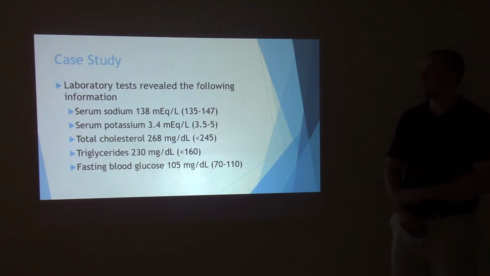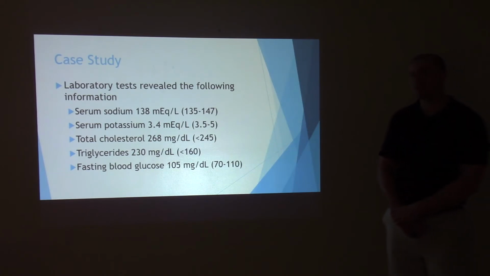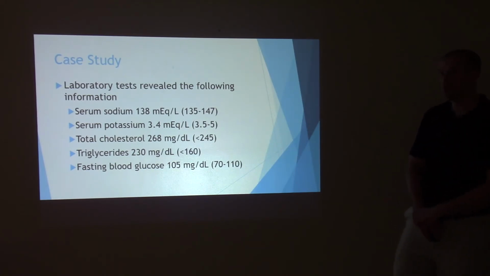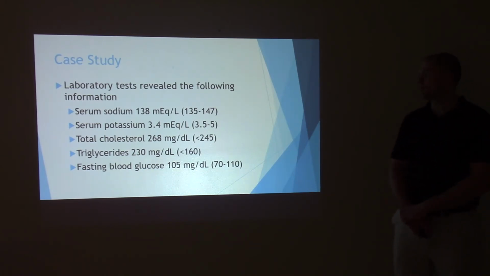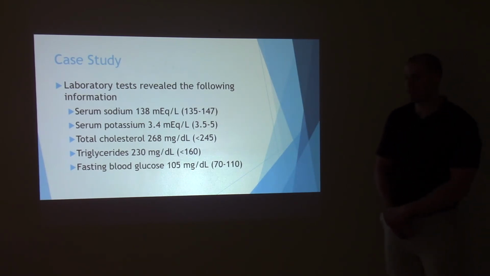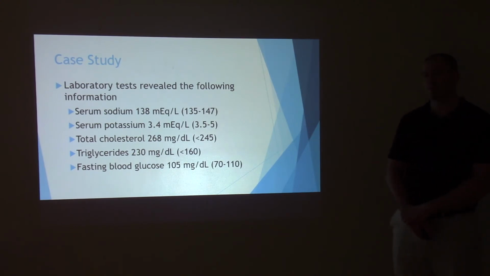So the lab tests have revealed the following information. Her serum sodium levels are at 138 milliequivalents per liter. So that's actually within the normal range because you want to be anywhere from 135 to 147. Serum potassium is a little low at 3.4 milliequivalents per liter. And again, the range there is 3.5 to 5, so she's just a little bit low. Total cholesterol is 268 milligrams per deciliter. It's a little bit elevated because you want to aim for less than 245.